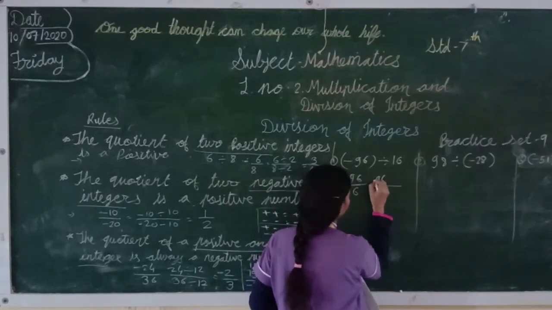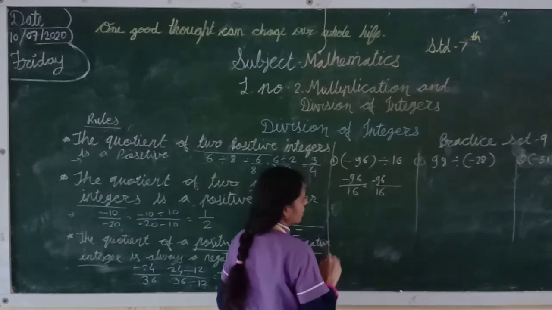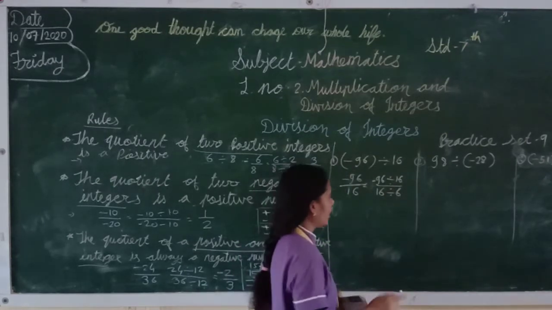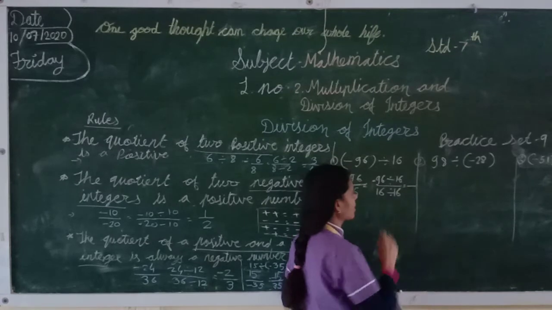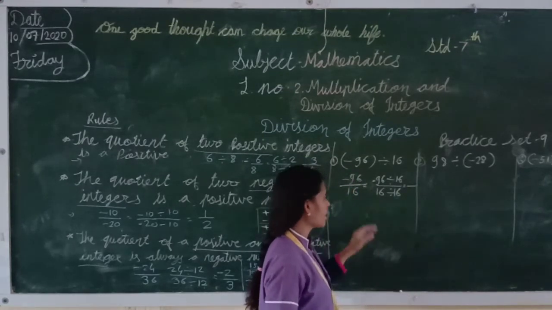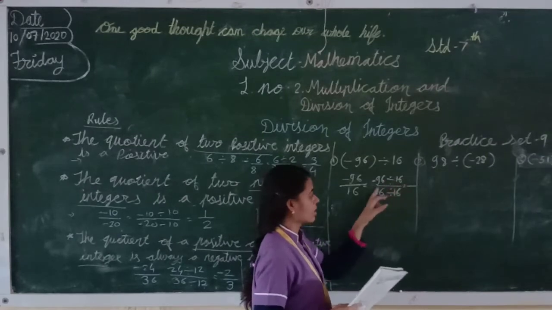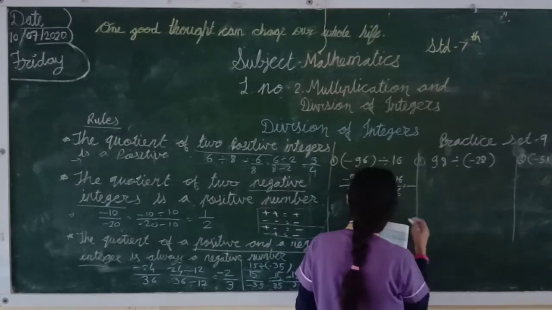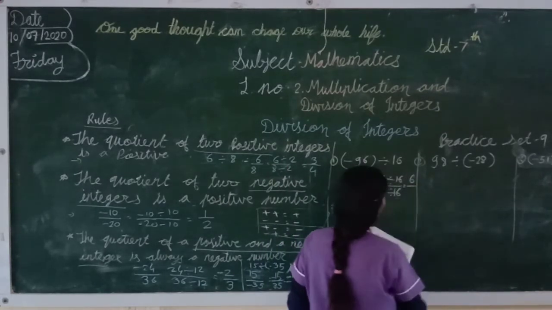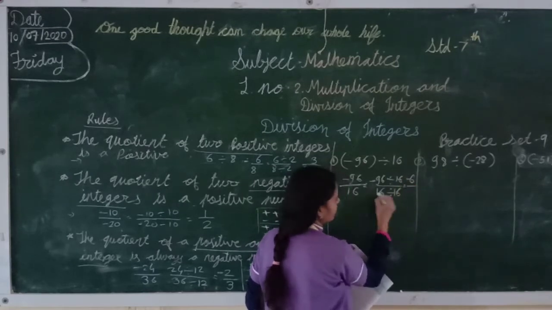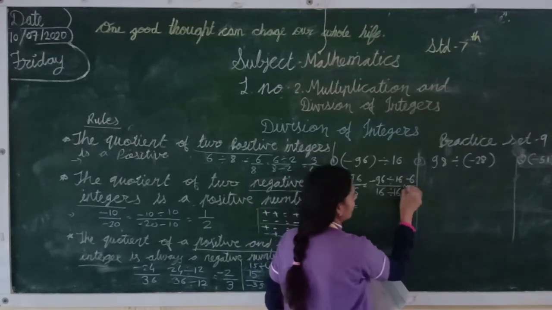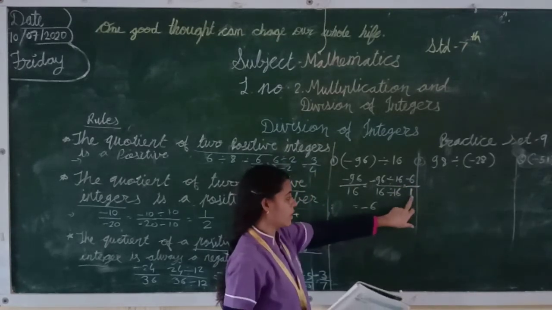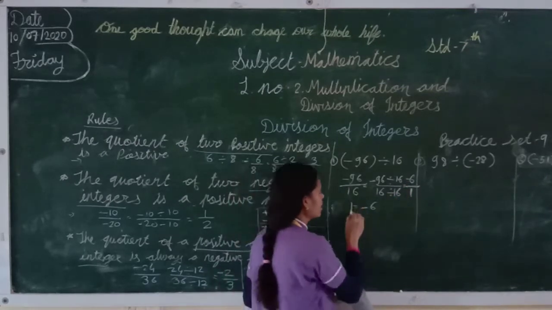Minus 96 upon 16, both numbers are in table 16, so we will divide it by 16. Now students, you will say that in the table of 16, 16 ones are 16 and 16 sixes are 96. This minus sign will come here and 16 ones are 16. So our answer is minus 6. The downside of 1 we are not writing, so our answer is minus 6.